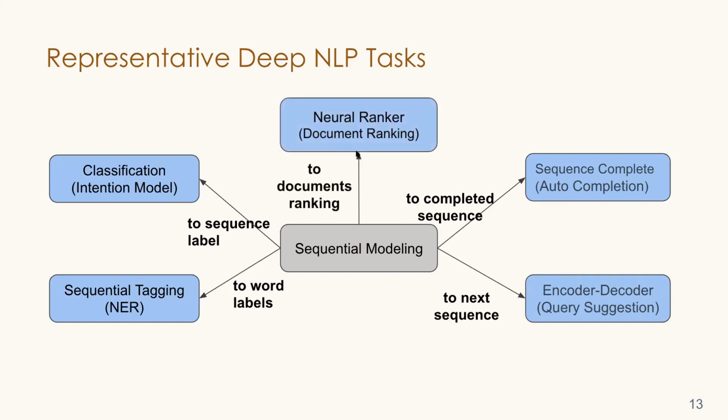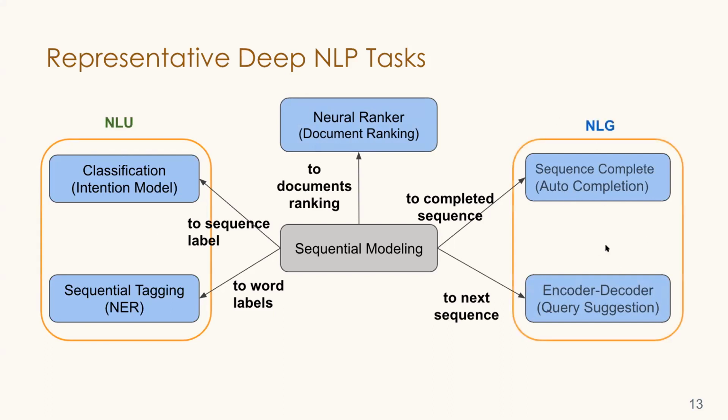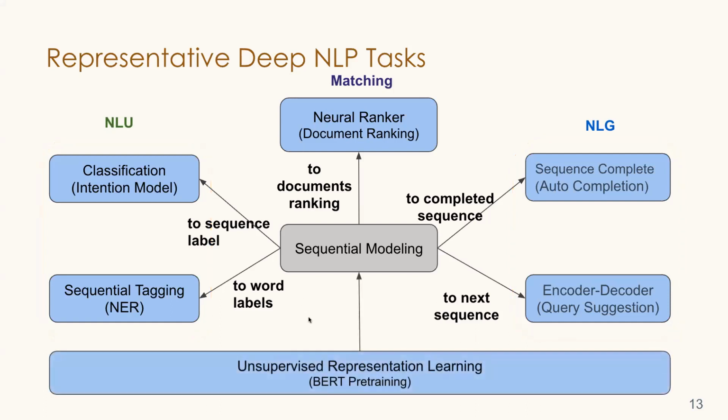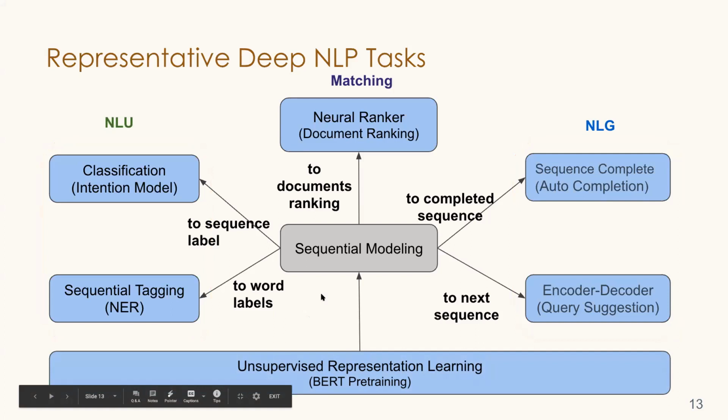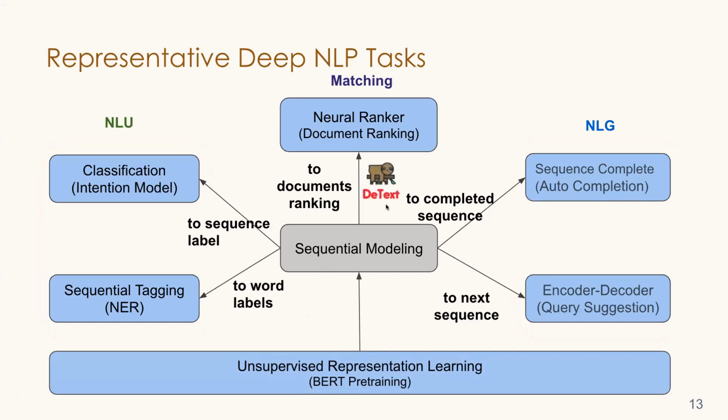After that, you can do document ranking. As you can see here, the left side two tasks are natural language understanding tasks, and the right side is the natural language generation task. And then ranking is the matching task. So these are the 5 representative tasks. We also have one task that can boost the performance of all the tasks, which is unsupervised representation learning. Recently, BERT pre-training has been proven very useful for many NLP tasks. Our DeText framework currently supports neural ranking, classification tasks like query intention, and query autocomplete. So this also answers some of the previous questions.